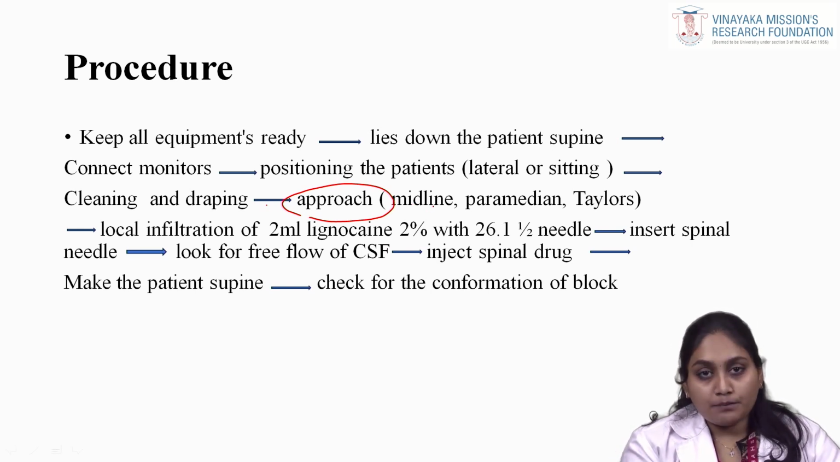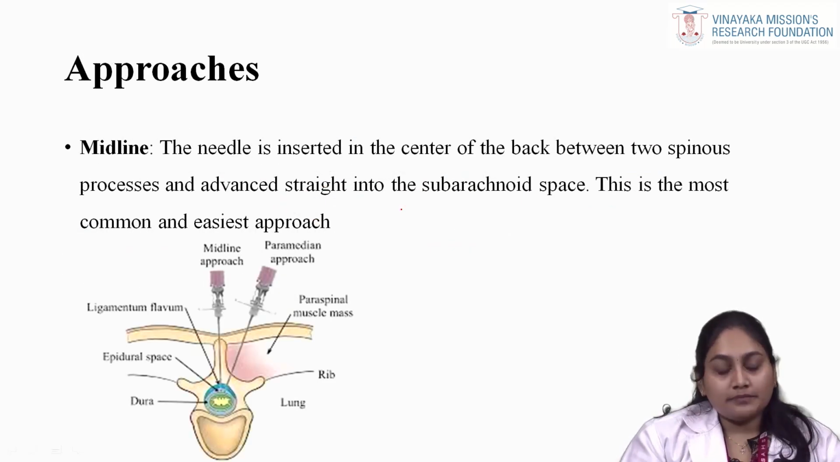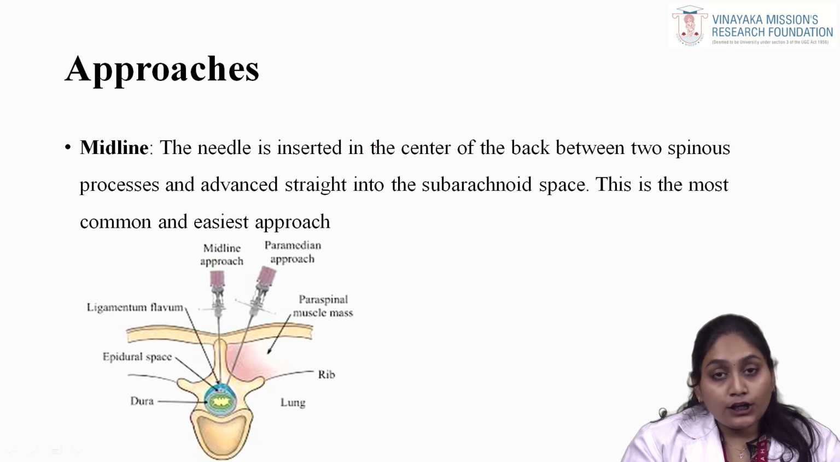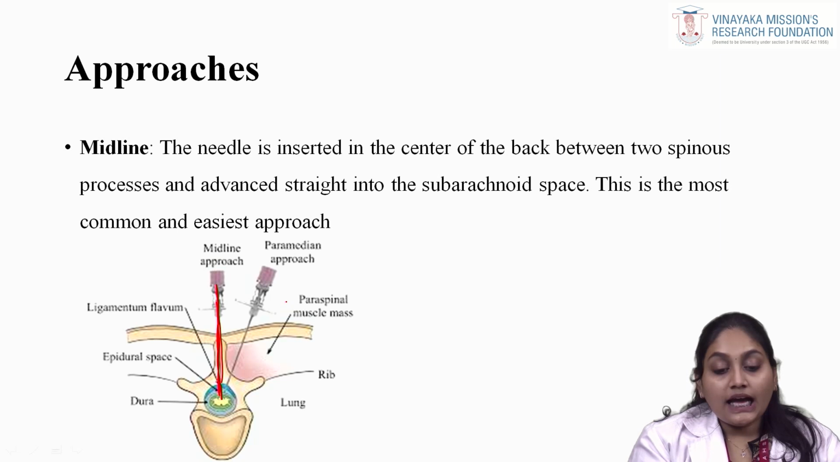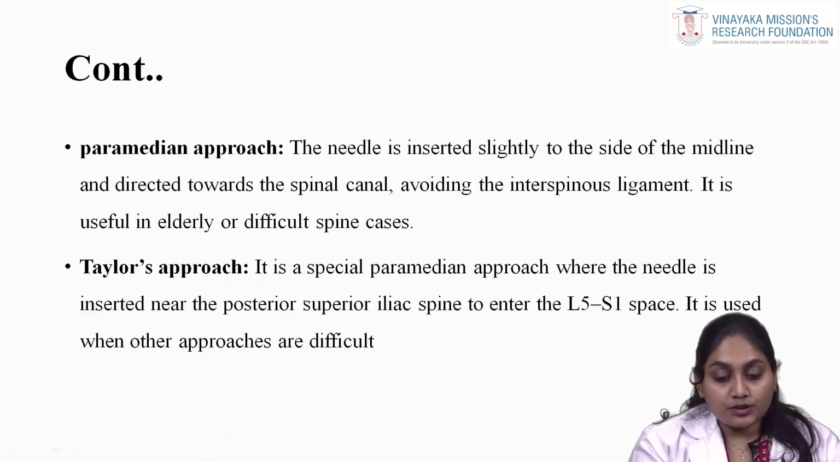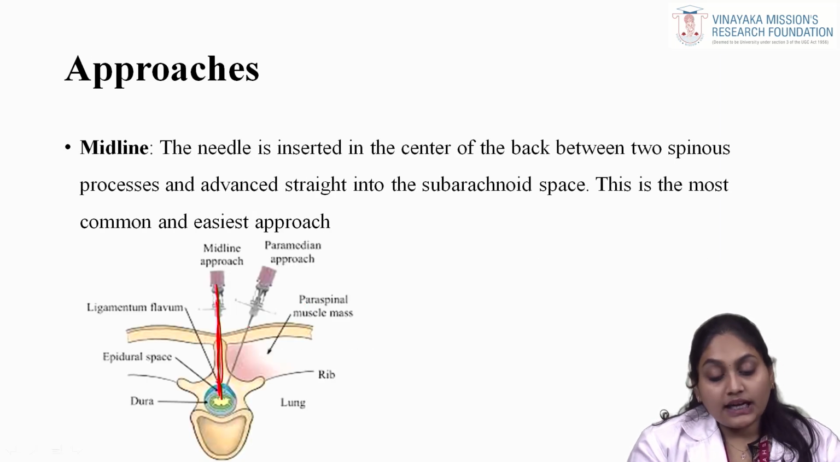Here we have 3 approaches: midline, paramedian and Taylor's approach. Most commonly used is midline. So what is midline approach? Midline approach means the needle is inserted at the center of the back between 2 spinous processes. Here we can see that between 2 spinous processes, the needle is inserted at the center. This is midline approach. And the other one is paramedian approach. In paramedian approach, you can see that the needle is inserted slightly lateral to the midline.